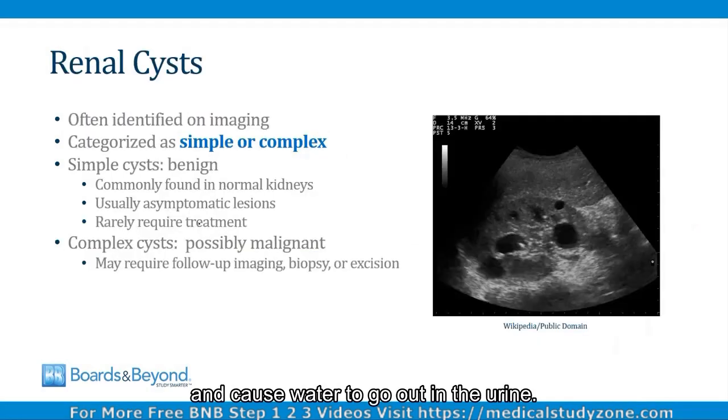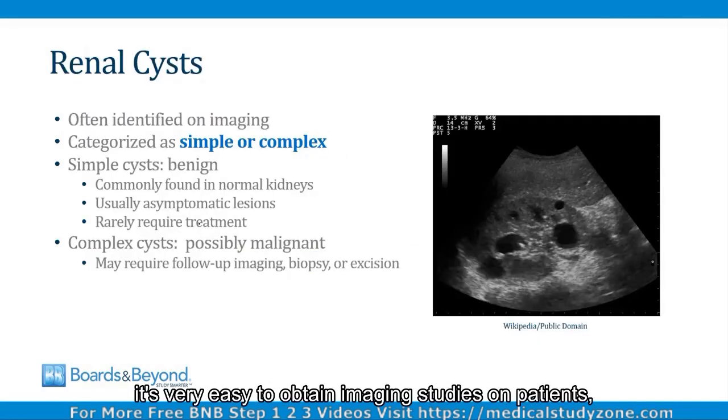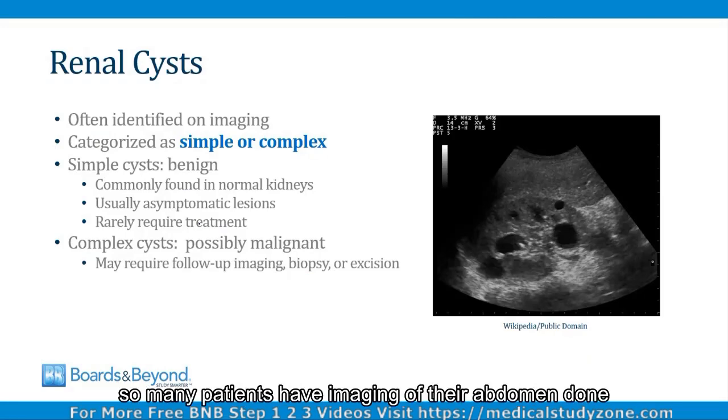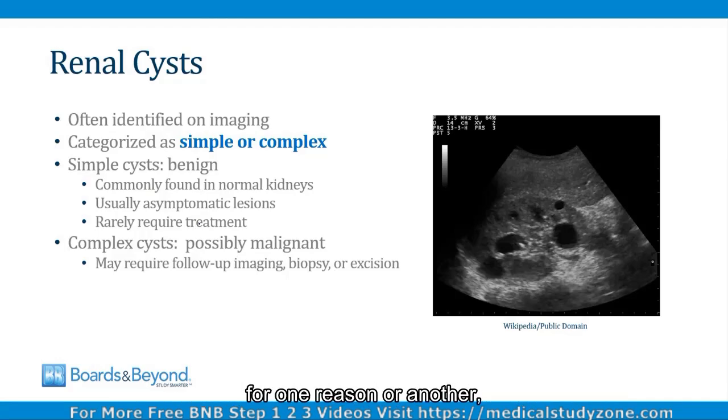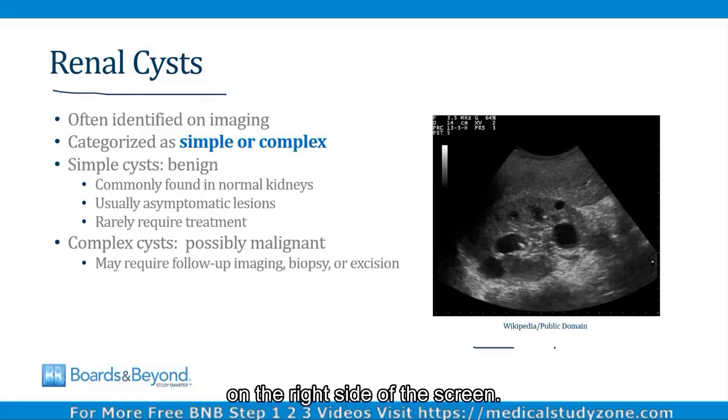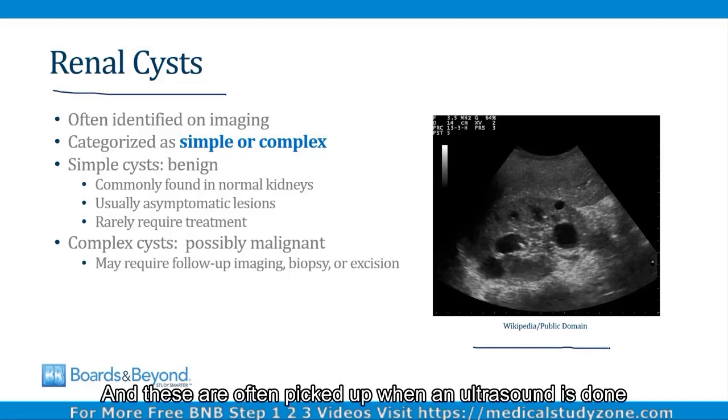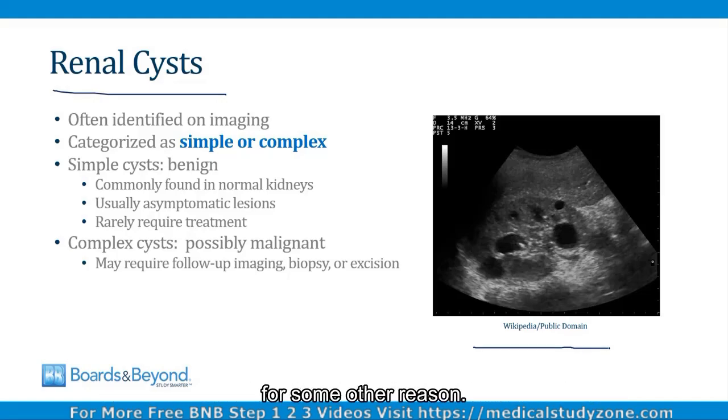In healthcare in the United States, it's very easy to obtain imaging studies on patients, so many patients have imaging of their abdomen done for one reason or another, and often it will incidentally identify cysts in the kidneys. This is an example of a patient with a couple of kidney cysts shown here on the right side of the screen, and these are often picked up when an ultrasound is done for some other reason.